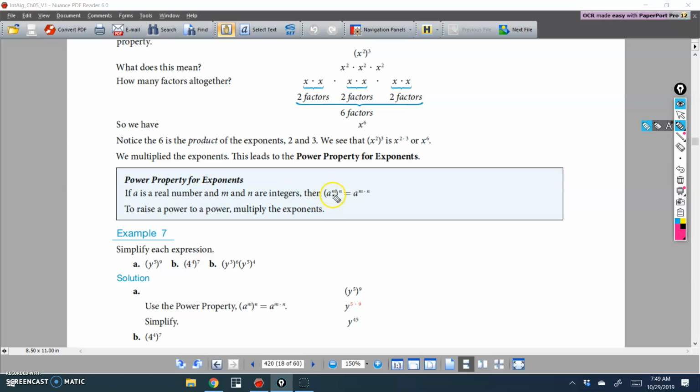So the rule here is when we raise a power to a power, we multiply. So to raise a power to a power, multiply the exponents. So product property is add, power property is multiply. And these get confused often.